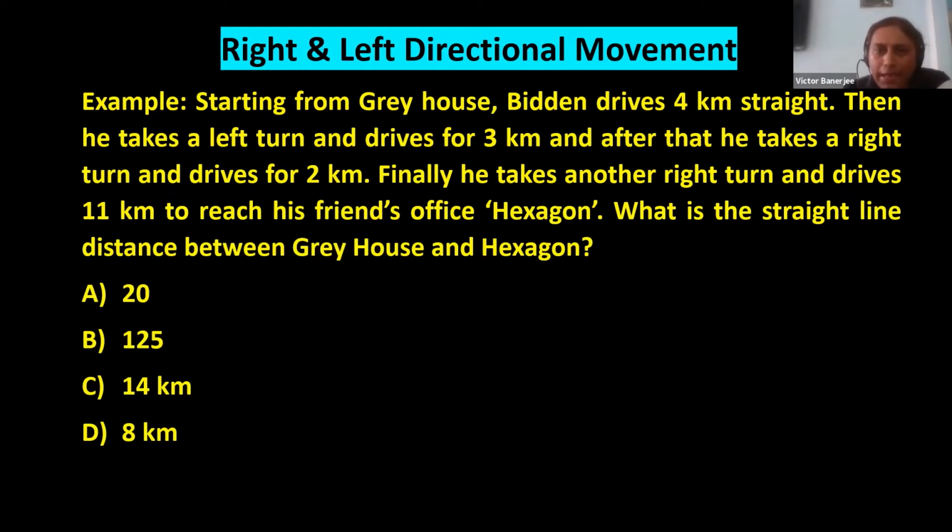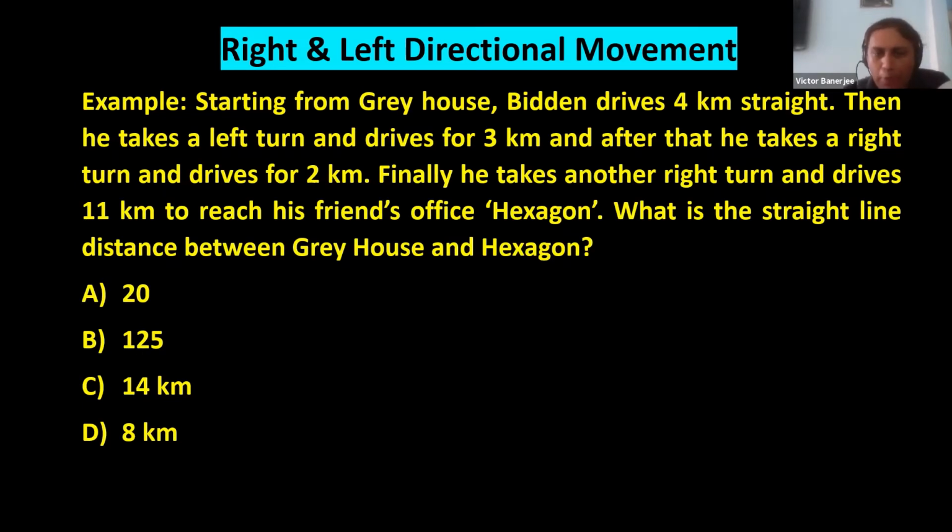And after that, he takes a right turn and drives for 2 kilometers. So it's like one point to other, second point to third point, like that way. Finally, he takes another right turn and drives 11 kilometers to reach his friend's office, Hexagon. What is the straight line distance between Grey House and Hexagon?